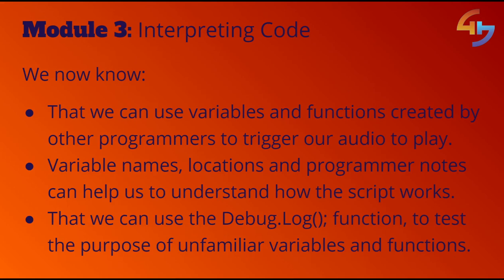And with that, you should have a clearer understanding of audio implementation at a deeper level. Now we can implement audio for certain purposes on our own, or we can use other systems built by other programmers to trigger our sounds. We can utilize the names and locations of variables in other scripts, as well as any notes left by programmers to learn the purpose and function of the script we're looking at. And we can also test the purpose of functions created by other programmers by debugging a variable being used inside them.